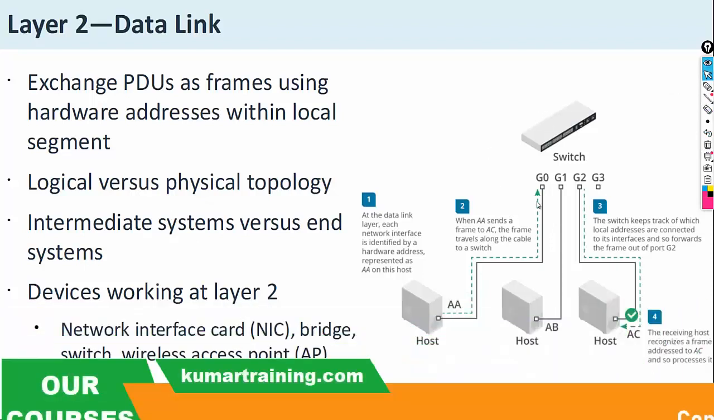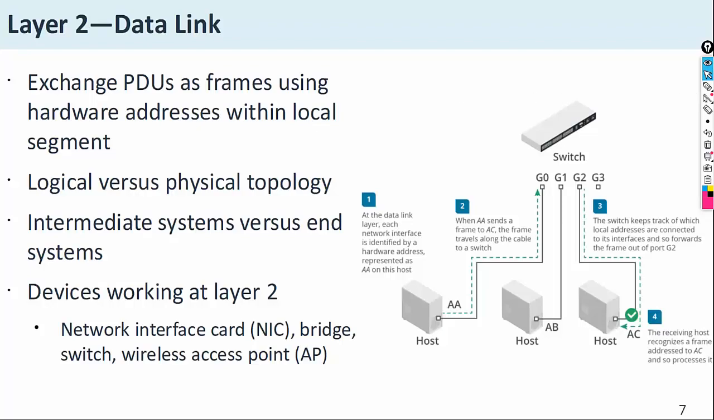I hope you have understood the data link layer. At the data link layer, everything happens inside the local area network. They will not communicate in a different network. Okay. And the identification of these is by hardware addresses, the MAC address, within the local segment.